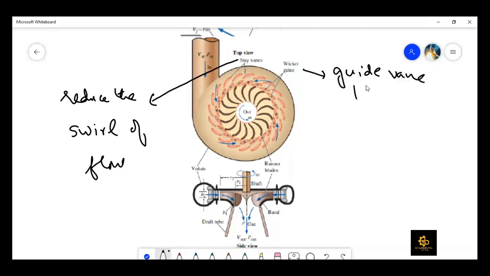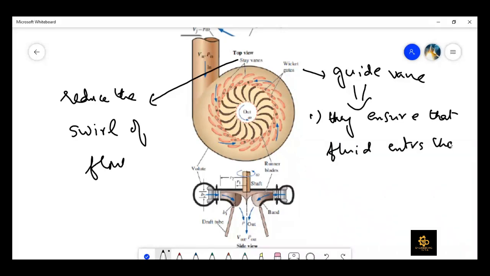And what is the function of guide vanes? The first function is that they ensure that the fluid enters the runner at the optimal angle for maximum power extraction. Right, so they make sure that the fluid which is coming from here goes in the best direction, which would give us the maximum power.